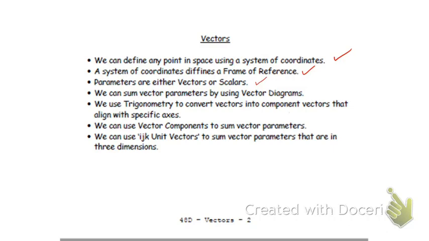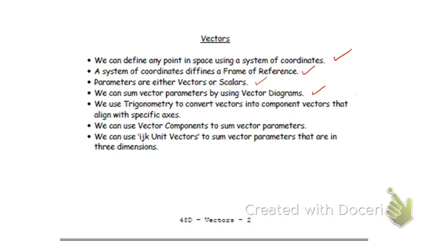So embrace these things. With scalars and vectors, always keep at the back of your mind, every time there's a new parameter, I've got to ask myself, is it a vector or is it a scalar? And then we can sum vector parameters using vector diagrams. That's one way of summing vectors. We know how to add scalars, of course. You add the numbers together. We've done that for years, but now we're adding vectors.